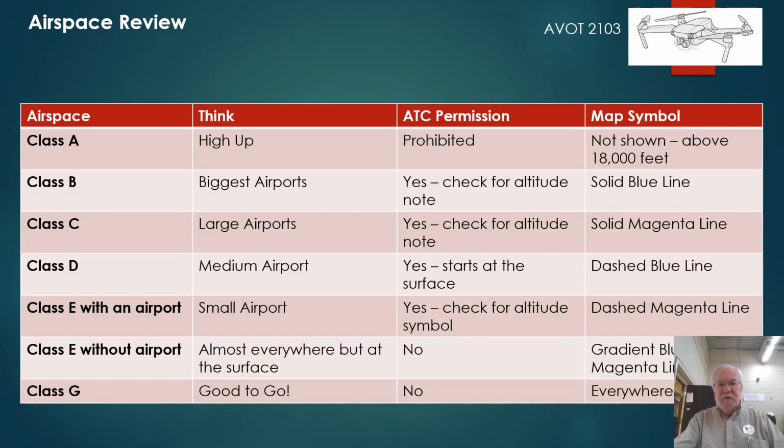This chart again is just a neat thing to look over. I told you before to take a picture of this on your cell phone so you can use it to study. That's great, but you can't use it to take the written test. Just as a review: Class B, solid blue line; Class C, solid magenta line; Class D, dashed blue line; Class E surrounding an airport is from the surface, dashed magenta line. Class E without an airport is that gradient blue or magenta line, not touching the surface, and Class G is from the surface to the bottom of the Class E without an airport.